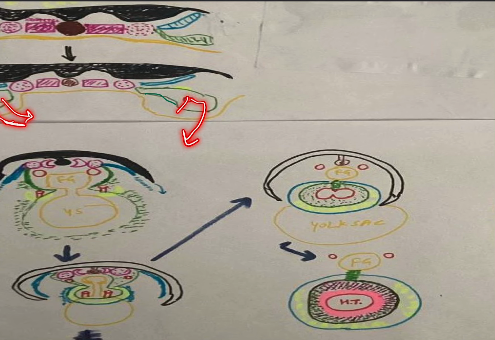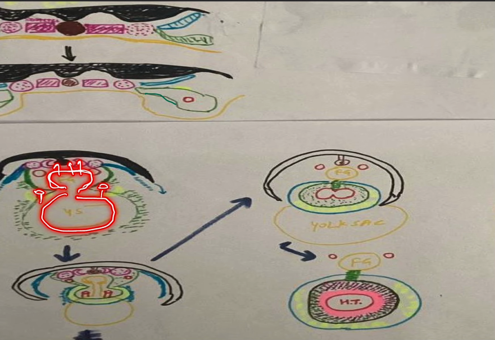Under this lateral folding, the innermost layer, the endoderm, starts forming the GIT and invaginates inside, getting separated from the yolk sac like this. It is getting invaginated inside and separating from the yolk sac because these two heart tubes are coming closer. These two heart tubes are coming closer because of lateral folding.